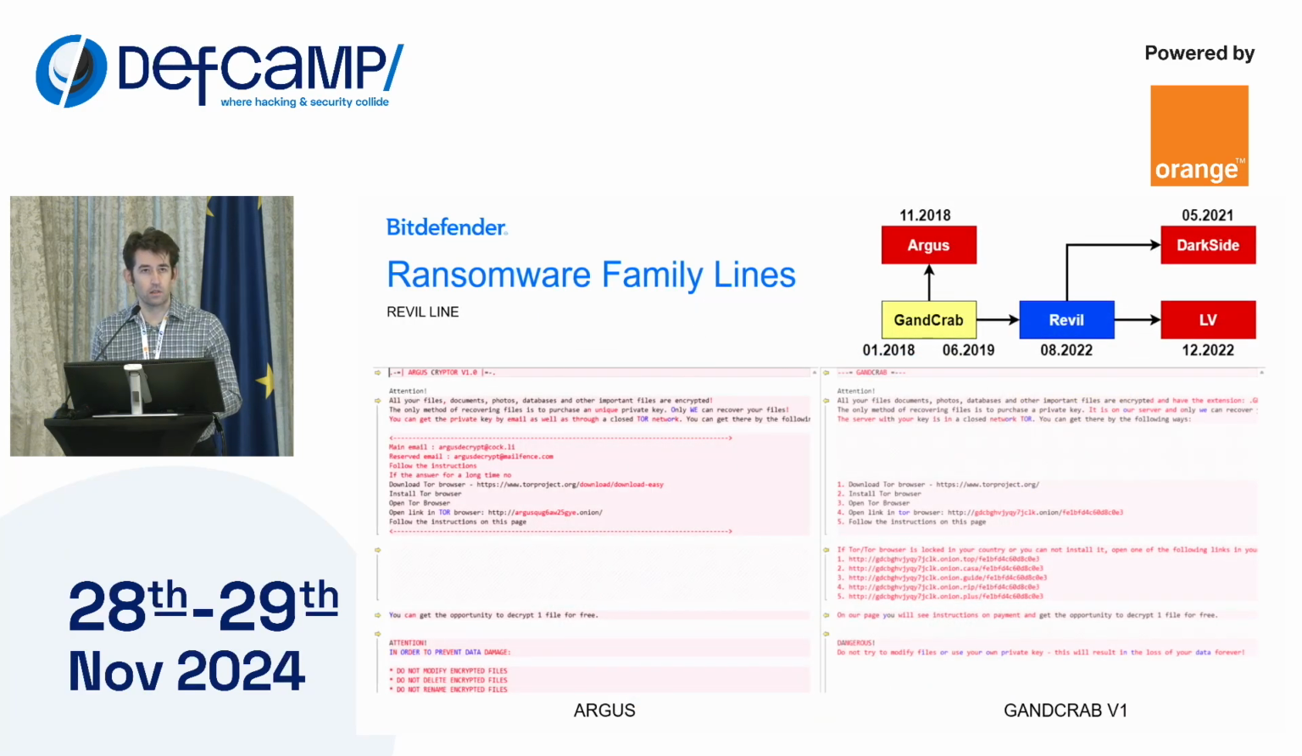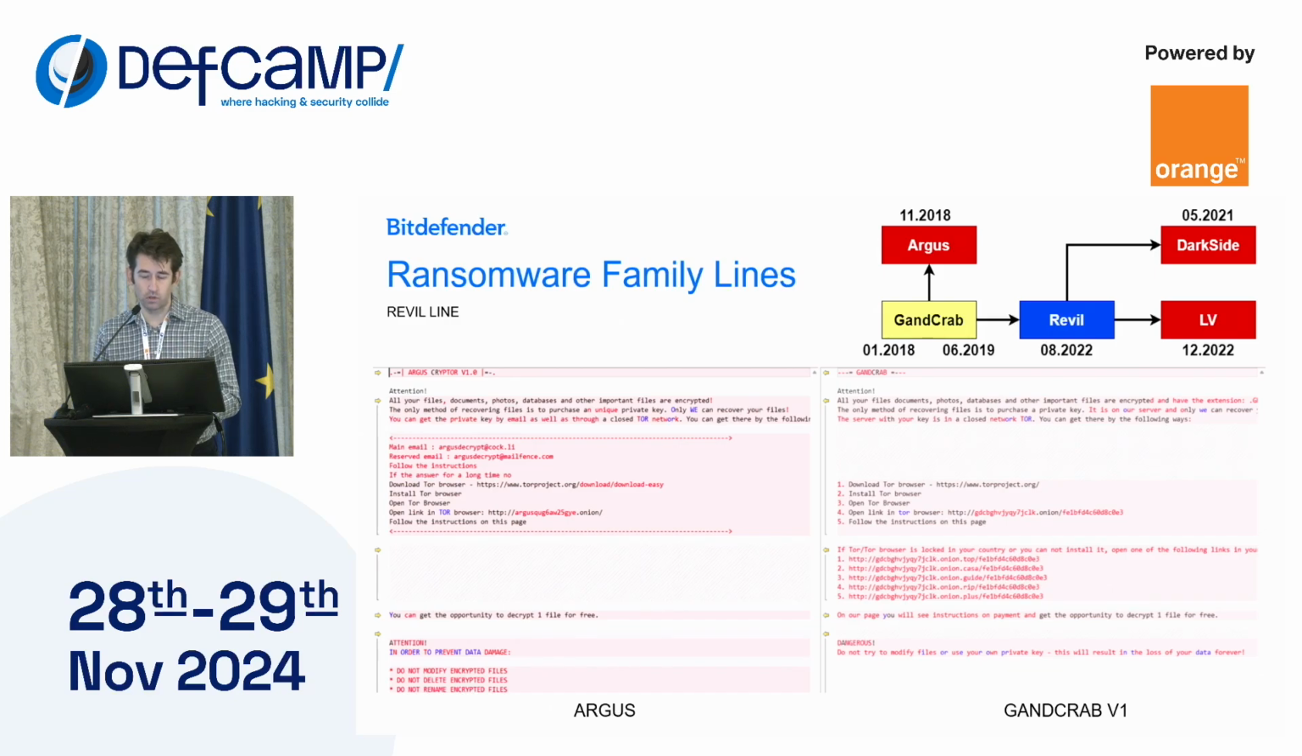Okay, so this is the second genealogy of rival ransomware. And we have here a ransom note comparison between GunCrab first version at the right and Argus ransomware, which is a split of this GunCrab. Maybe the operators are the same. The similarities are not as high as in the previous ransom notes, but we still see that some blocks of text keep the same pattern.